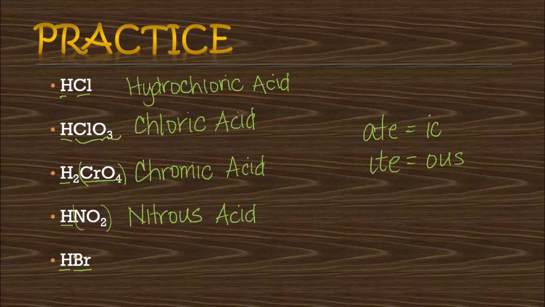Next one, I have H and Br, just 2 elements, so I'm back to my hydro, and then Br is bromide, so we're going to change it to hydrobromic acid. So 2 elements gets hydro, change the ending to ic. More than 2 elements, look up the polyatomic ion, and then change it to ic or ous, depending on the ending of that polyatomic ion.